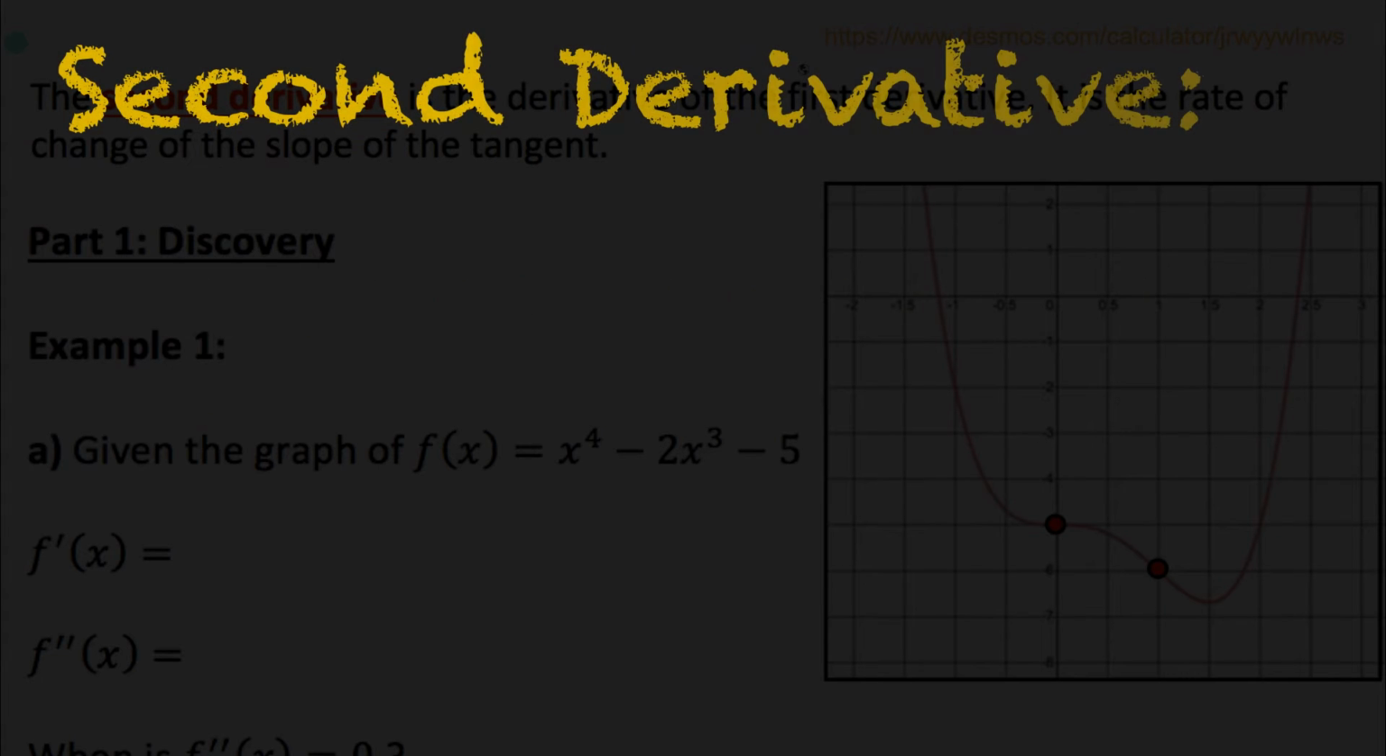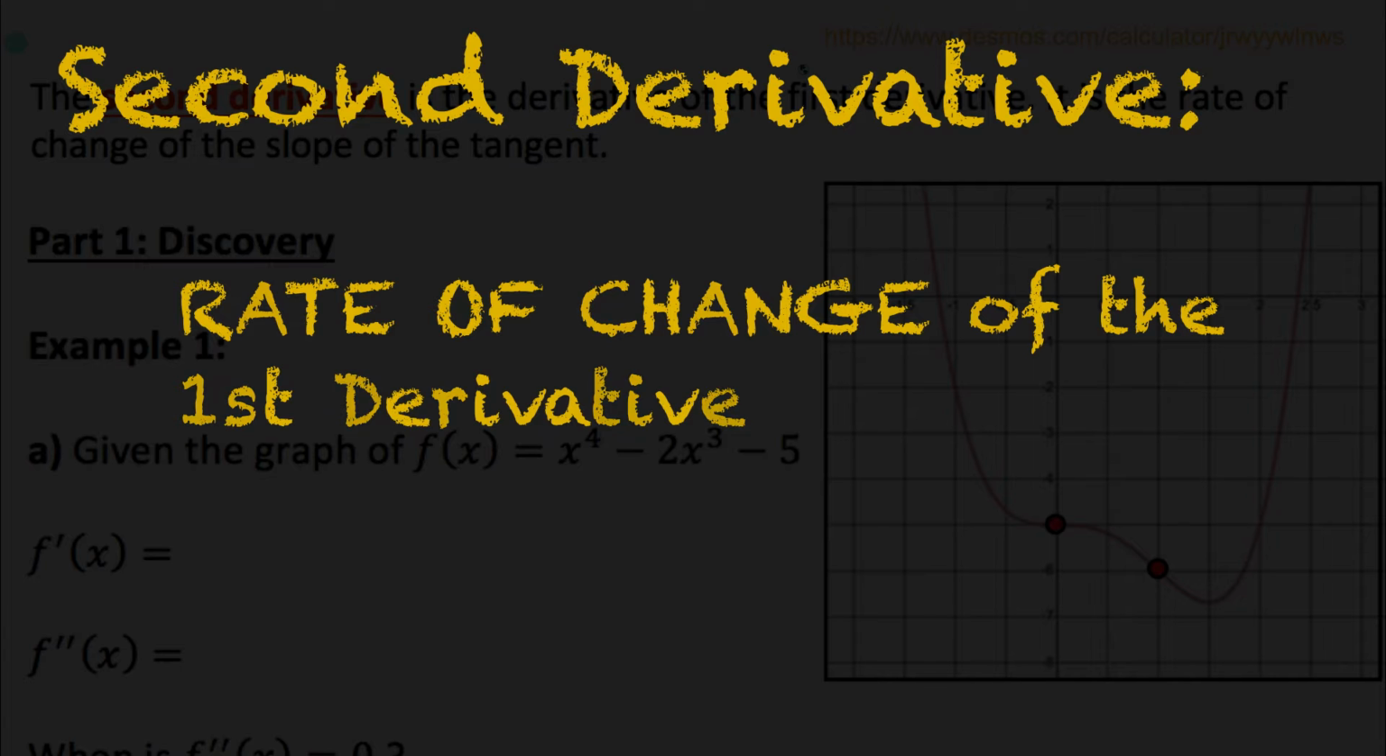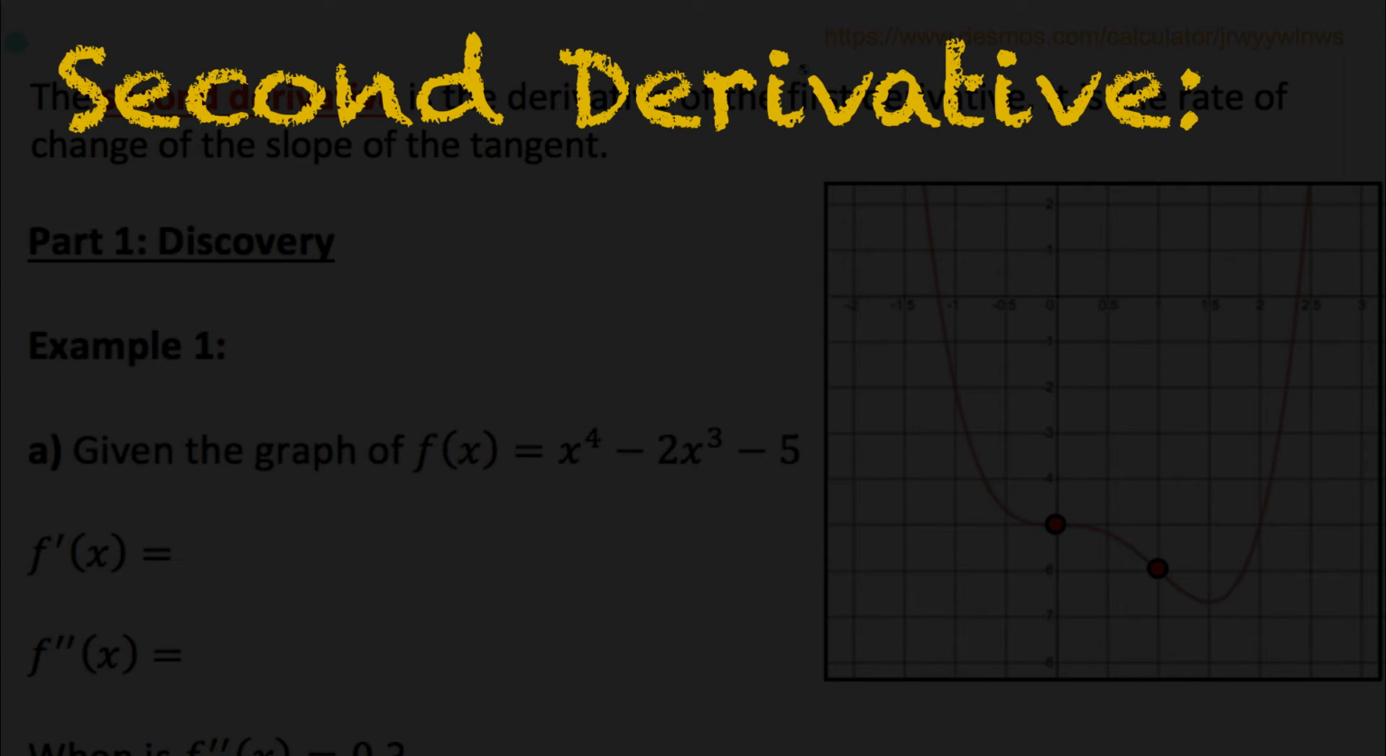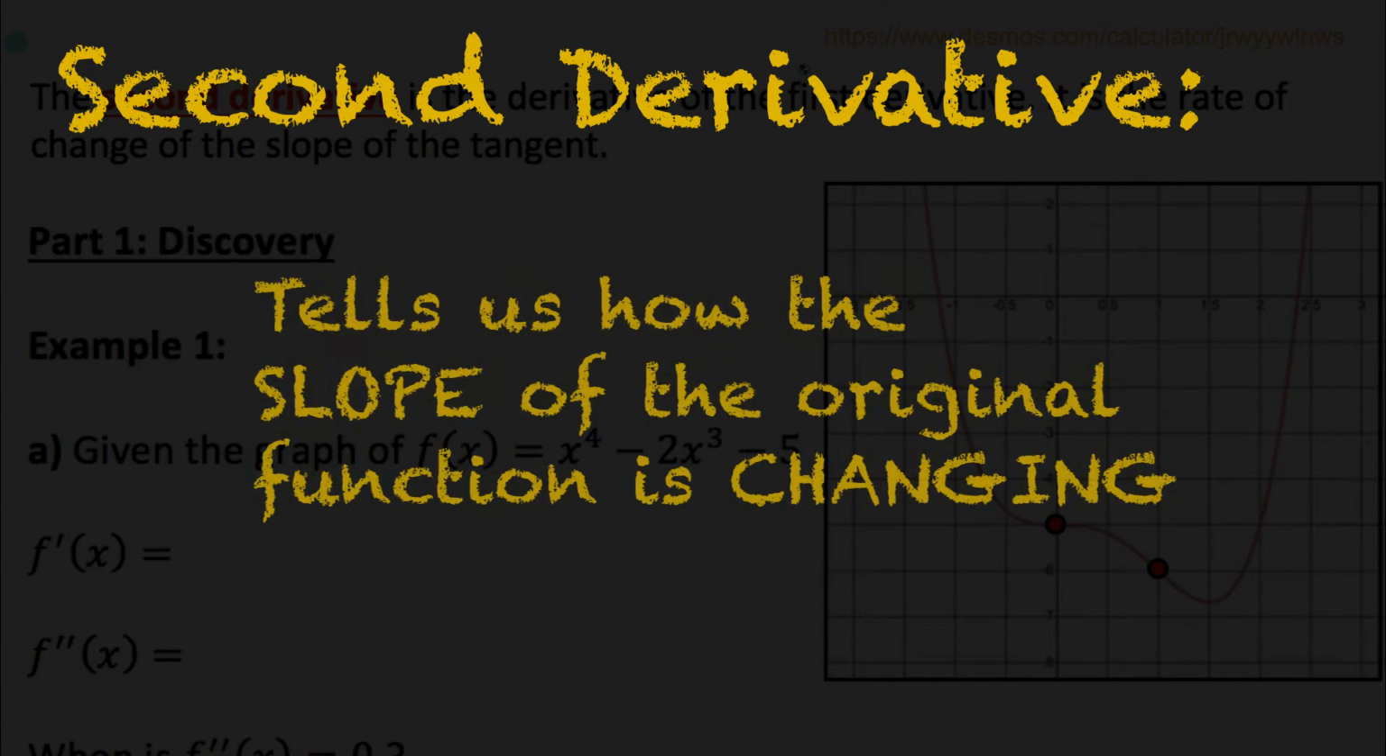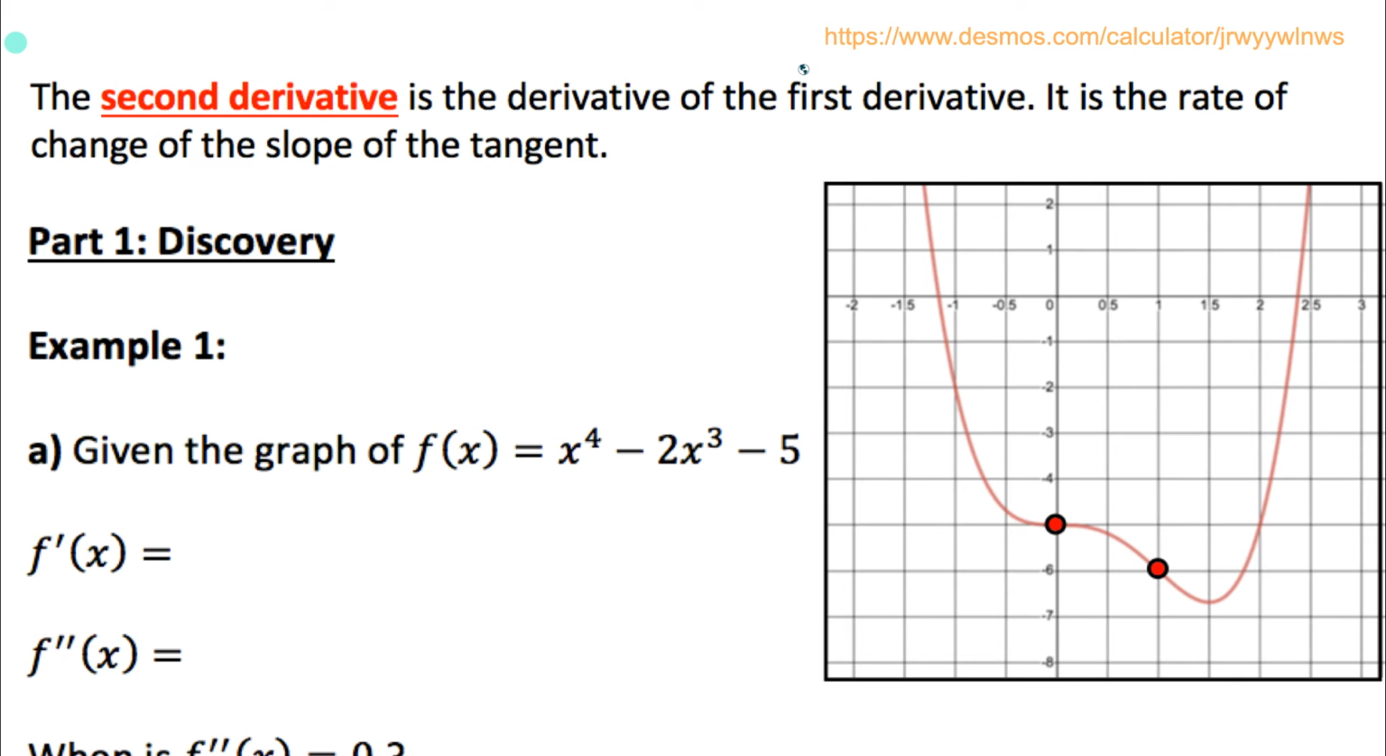The second derivative is going to give us the rate of change of the first derivative. So another way of saying that, it's going to tell us how the slopes of the original function are changing. Or what I have written here, it is the rate of change of the slope of the tangent. So to sum it up, first derivative tells us the slope of a function at a point. Second derivative tells us how those slopes are changing.